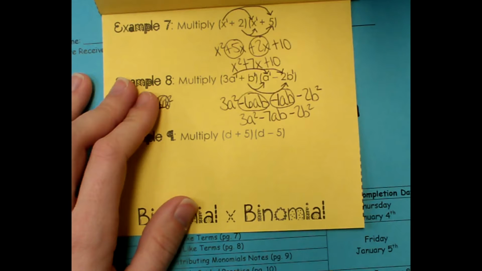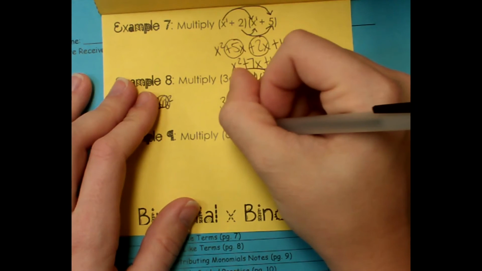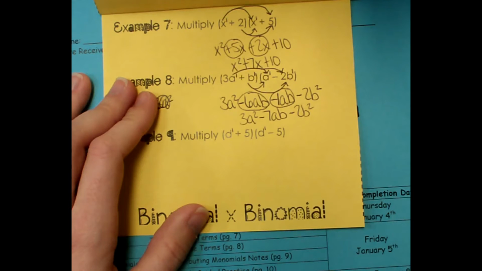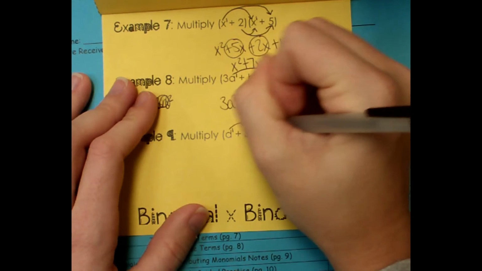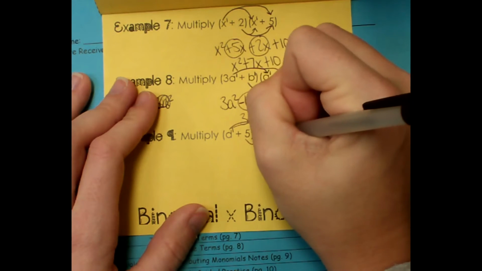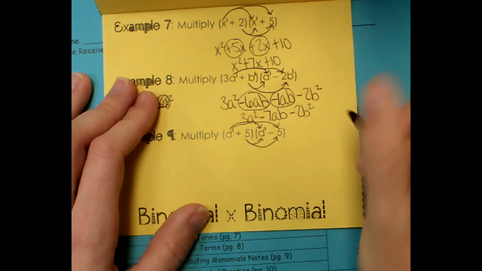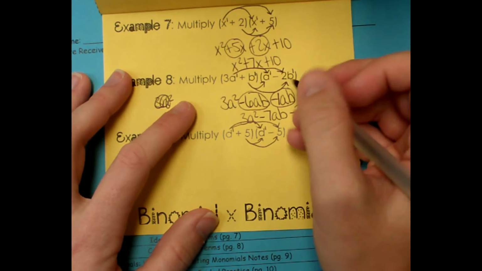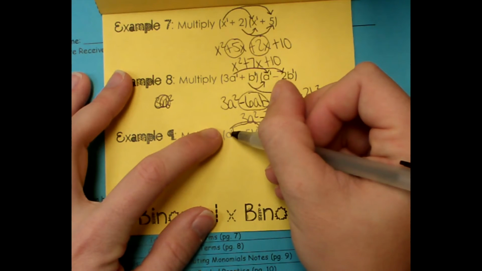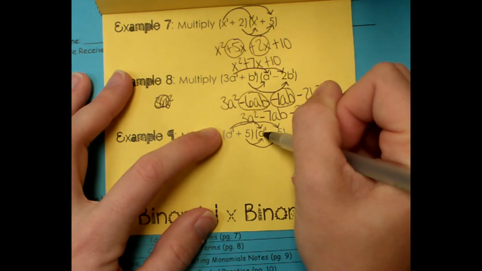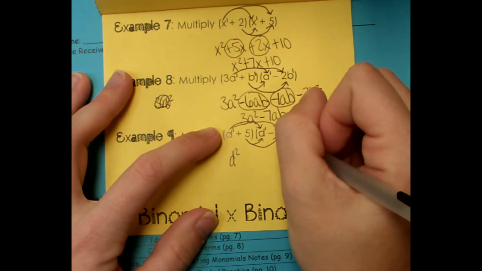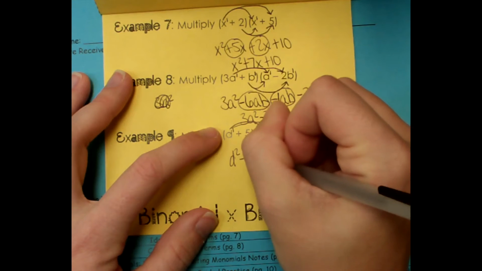So looking at our last one, put your exponents, if there isn't one there, draw your arrows. I know it's a small space, just work with it. So then you follow your arrows. D times d, the first terms would be d squared. D times negative 5 would be a minus 5d.